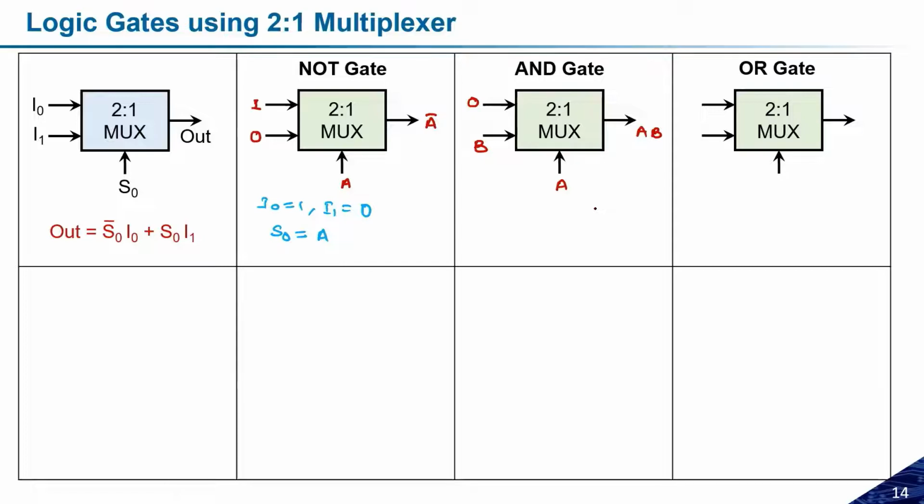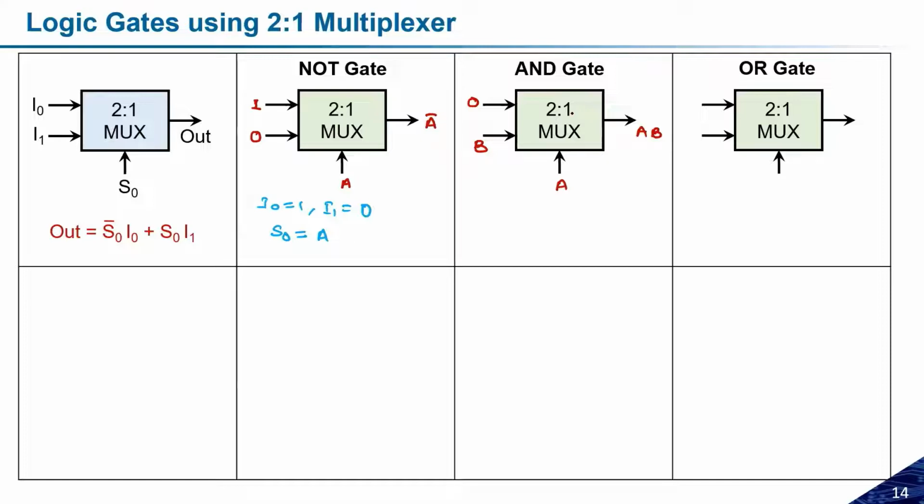But again, for AB, you need one more gate, but I don't want to use another gate. Without that, how can we do that? Yeah, this may be one of the possibilities, but without this extra AB input, how can we do that?